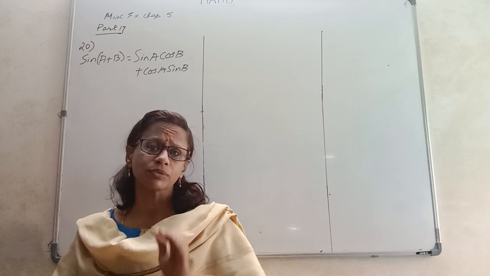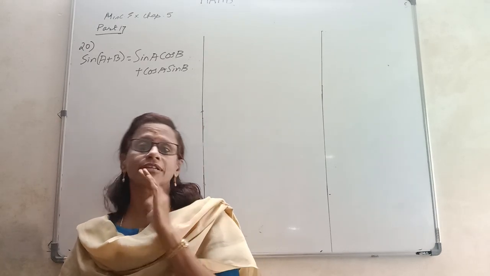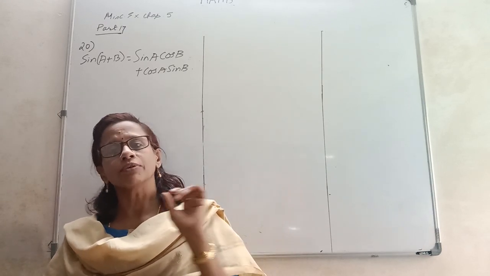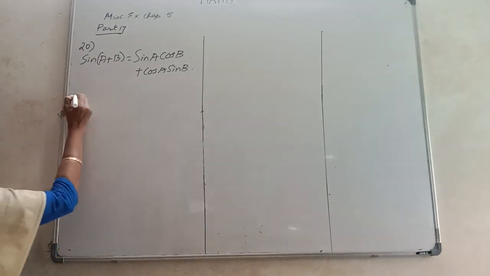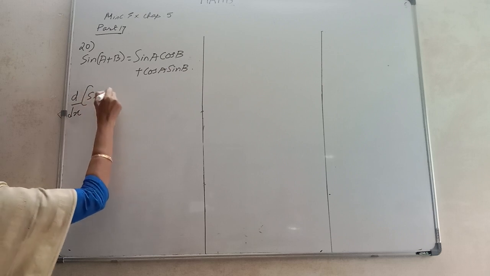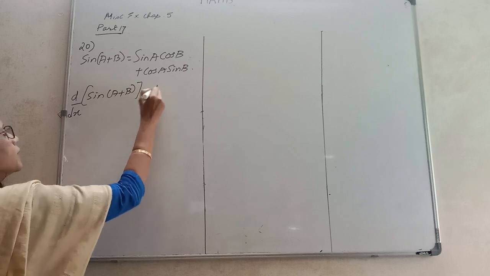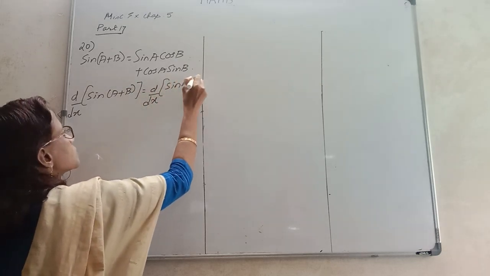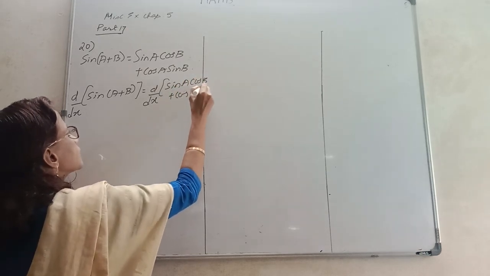Since we have to use this formula, we'll start from this formula itself, by taking derivatives on both sides. So let's take the derivatives on both sides: d/dx of sin(A+B), and d/dx of sin A cos B + cos A sin B.